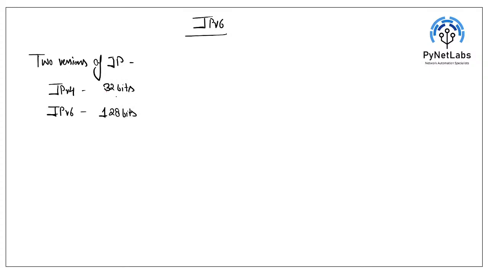Now, after defining the bits, there is one more thing: the IPv4 address is always written in decimal format, whereas we write IPv6 in hexadecimal format. This is some basic difference which we all know. But what is the main reason for IPv6? Why do we need IPv6 now?